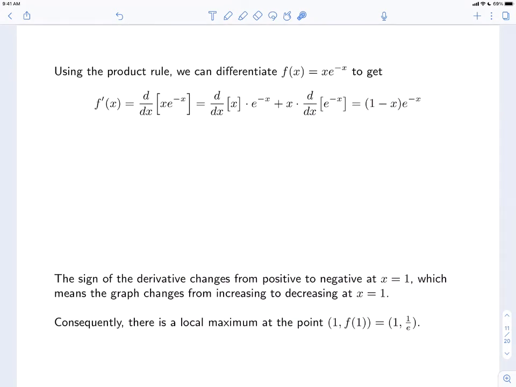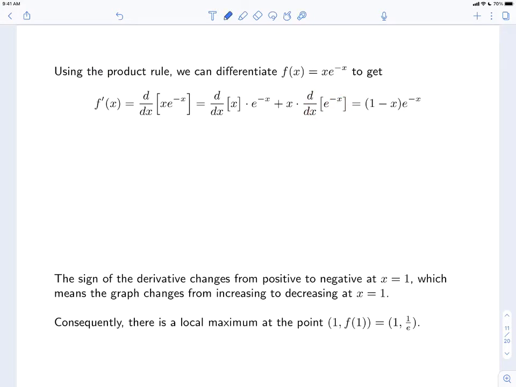Now f is x times e to the negative x. So f prime is the derivative with respect to x of x times e to the negative x. And so we're going to use the product rule. It's the derivative of the first times the second plus the first times the derivative of the second.